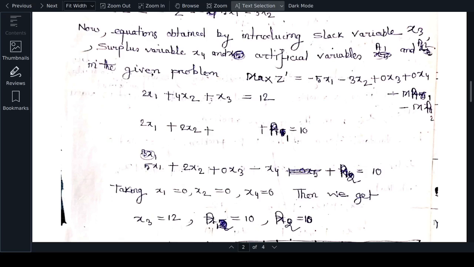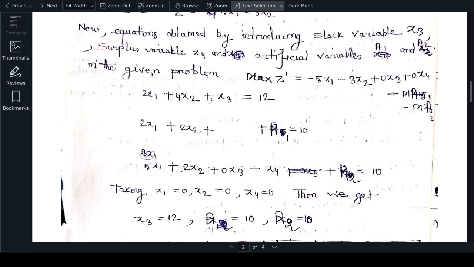And M, you will remember, is a large positive number, as large as you wish. We can take 1, 2, 3. Sometimes you take 1 crore, 2 crore like this. So M is positive. Okay, the M value is positive.